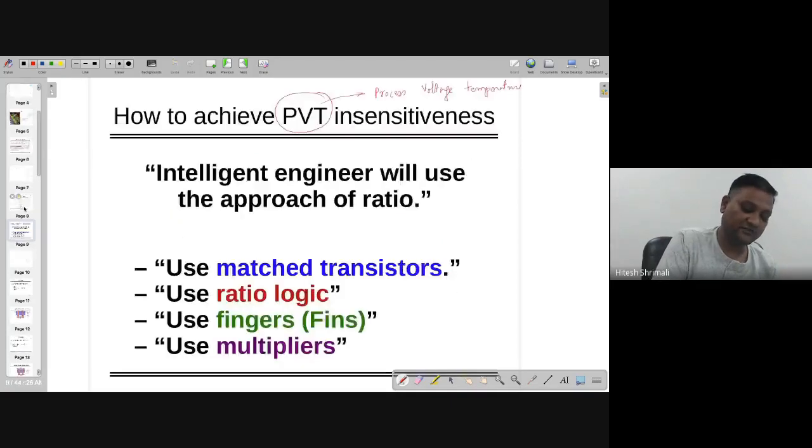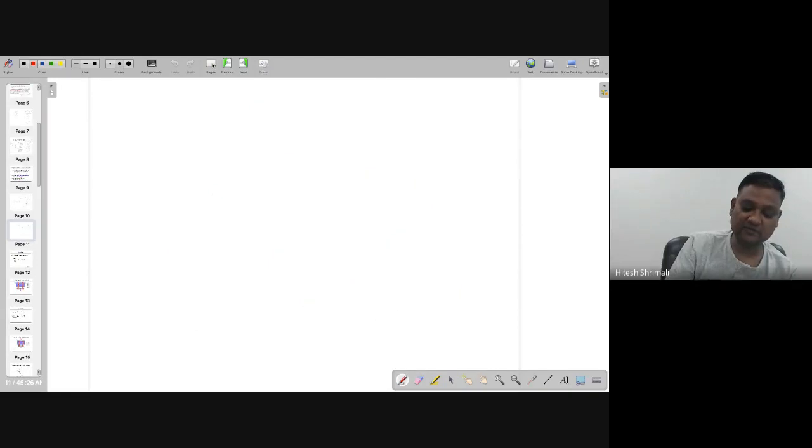So what generally we are doing, we are calling some term called matching of the transistor. When we are saying matching of the transistor, what does it mean? Let's assume that I want to make an inverter like this, whose W by L are as follows: 2 micro divided by 120 nano, and this is 1 micro by 120 nano.